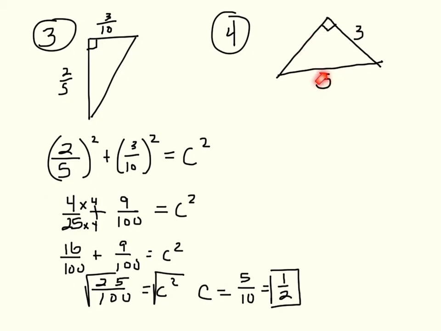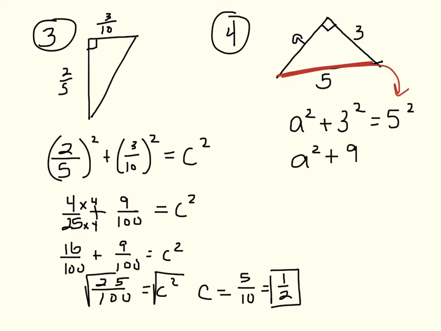So I'm going to do A squared, I'm going to label that A, plus B squared, which is 3 squared, equals 5 squared. The biggest side, once again, please don't forget this, the biggest side has to be plugged in for C. So that's going to give me A squared plus 3 squared, which is 9, equals 5 squared, which is 25.